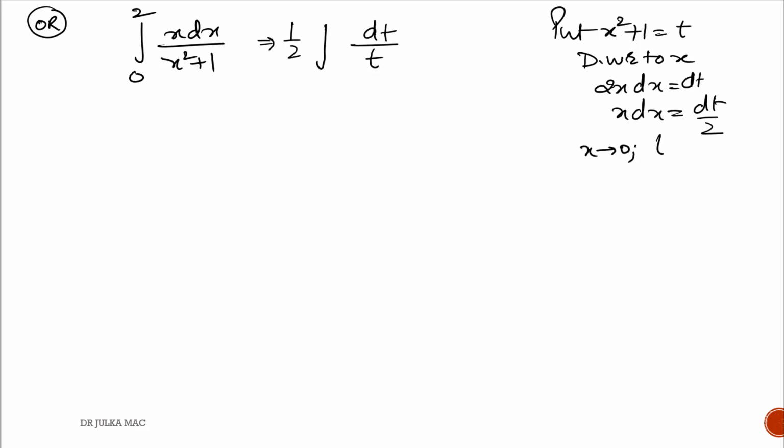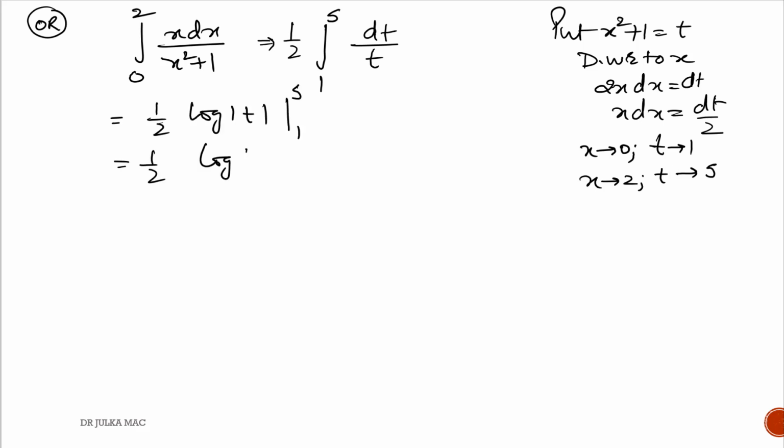When x is 0, then the value of t is 0 plus 1, which is 1. When x is 2, the value of t is 2 square plus 1, which is 5. So the lower limit is 1 and the upper limit is 5. And after solving, we'll get the same answer, half log 5. So remember that whenever we put t, always change the limit.